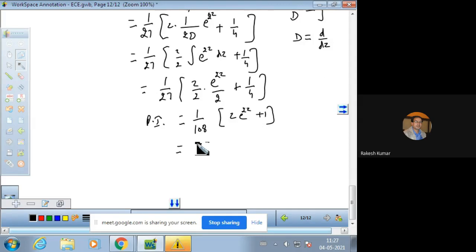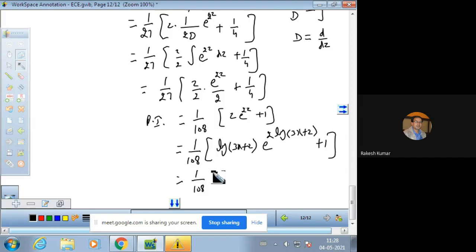But you know that z should be substituted with variable x. And your value of z is log of (3x plus 2), e raised to power 2 log of (3x plus 2), plus 1. So it can be written 1 over 108. This is (3x plus 2) whole square, because the power goes up, and e raised to power log will be removed, into log of (3x plus 2) plus 1.